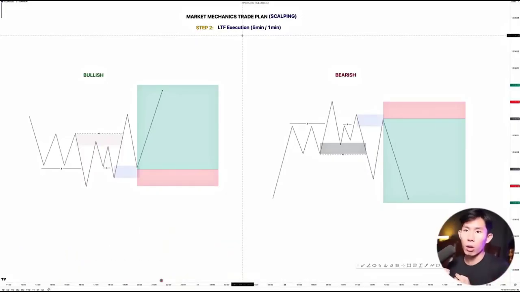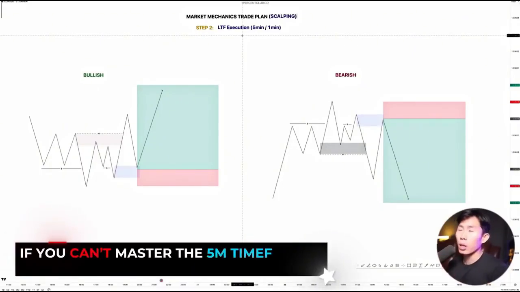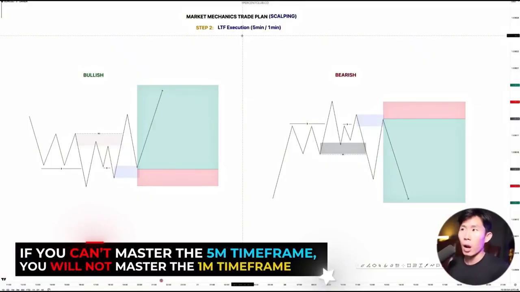So if you're a beginner, or even an intermediate trader, you should just stick to the 5-minute time frame first, because if you cannot master the 5-minute time frame, you will not master the 1-minute time frame. Alright, and once you gain enough experience, eventually you can dive deep into the 1-minute time frame.